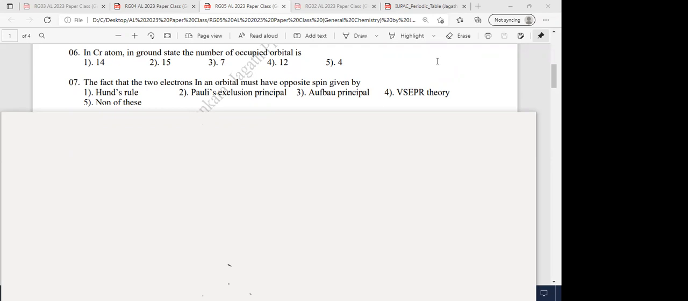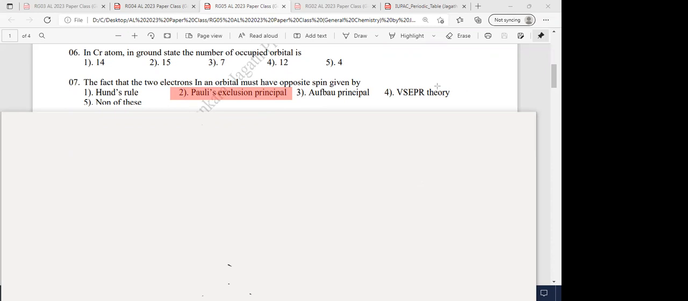Right. Okay. So the answer is second. Very good. All of you are correct. Answer is second. Pauli exclusion principle. So Shana and Chaniti correct.